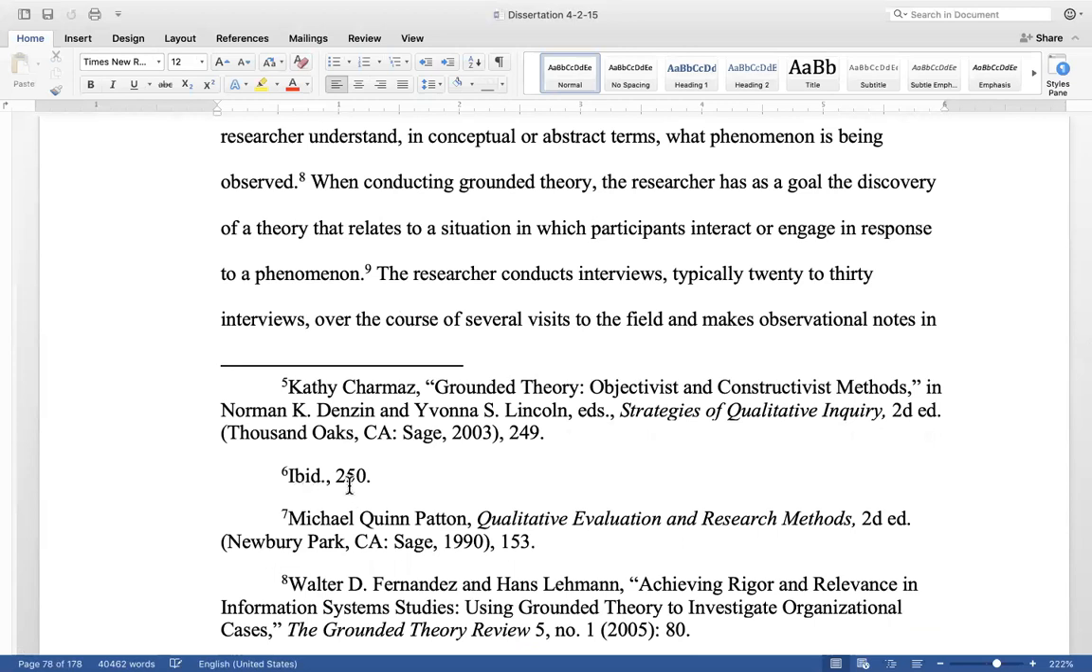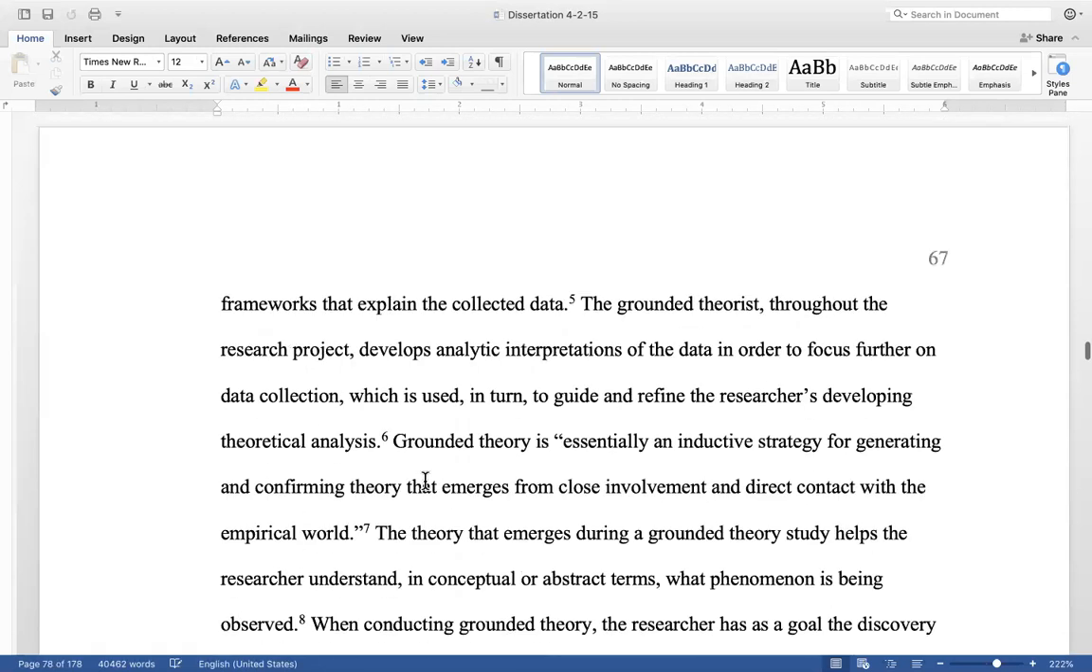It says IBID 250. This is telling me as the reader that the person that wrote this was using this exact same book, but instead of page 249, the student was getting information from page 250. IBID means that the person found the information that they put in their paper in exactly the same place as the footnote right before it. So if I wanted to go to page 250 of Kathy Charmaz's chapter in the Denzin and Lincoln book, Strategies of Qualitative Inquiry, I would find information related to this sentence about the grounded theorist.